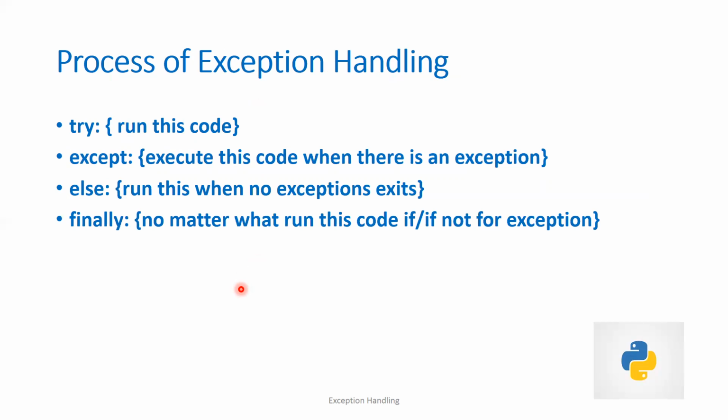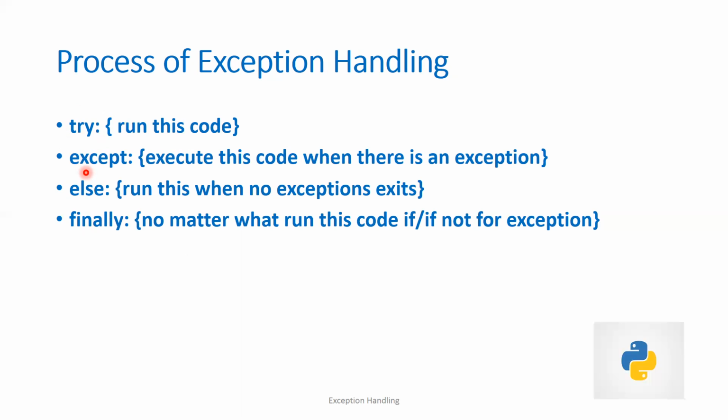So there are 4 keywords. They are all keywords: try, except, else, and finally. These 4 keywords are used in Python to handle exceptions. I am going to tell you what they mean step by step. All these 4 are not necessary in every program, but in certain scenarios they are required. But try and except are necessary in every program if I try to handle any exception.